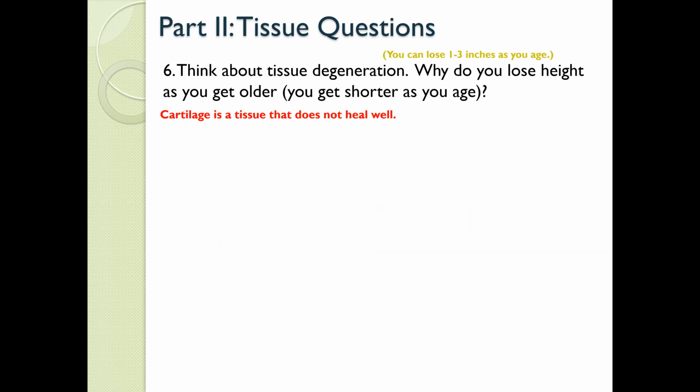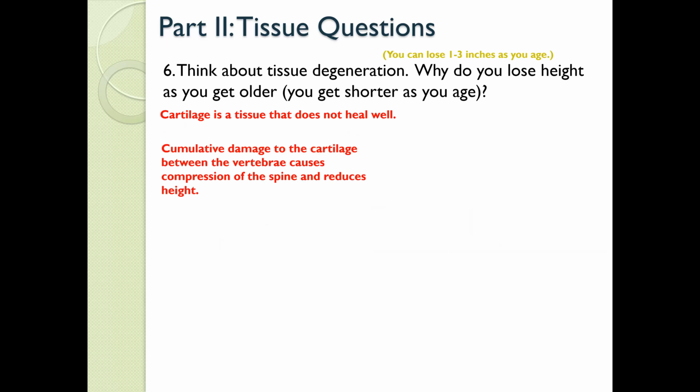So if you remember, cartilage is a tissue that does not heal well because it is avascular and doesn't have a blood supply. So over time, you get cumulative damage to all the cartilage in your body. In particular, the intervertebral discs in your spine, made of fibrocartilage, deteriorate over time, and then you get compression of the spine, and this is going to reduce your overall height.